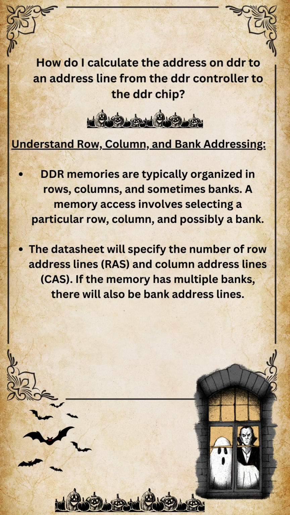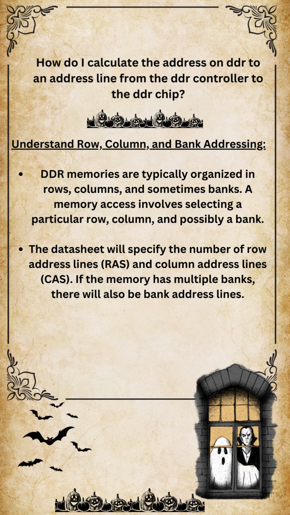Understand row, column, and bank addressing. DDR memories are typically organized in rows, columns, and sometimes banks. A memory access involves selecting a particular row, column, and possibly a bank. The datasheet will specify the number of row address lines, RAS, and column address lines, CAS. If the memory has multiple banks, there will also be bank address lines.